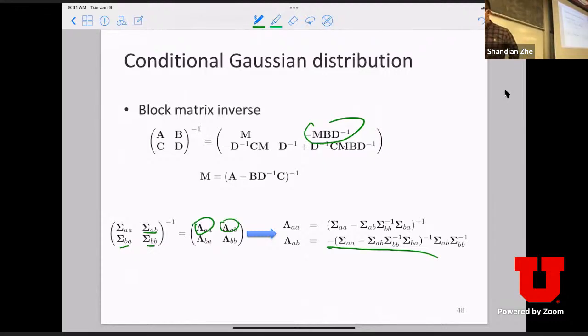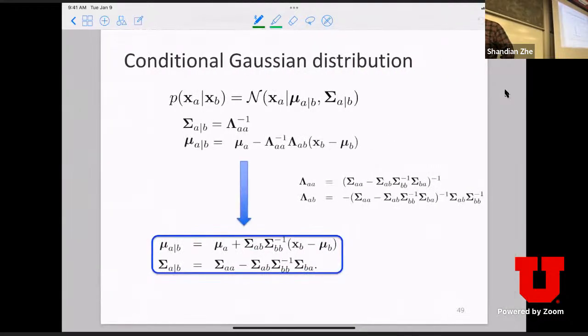Now you substitute these results for lambda AA and lambda AB into the things we just derived. You finally can get your conditional mean mu and conditional covariance in this form. This is something you can find from Wikipedia. If you just search multivariate Gaussian and click into the Wikipedia page, they give this, but they won't tell you how this is derived.